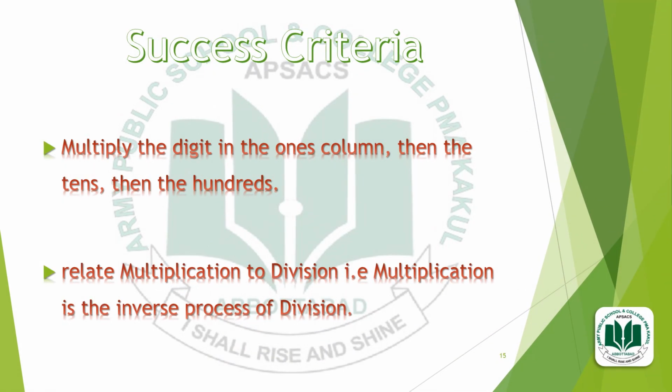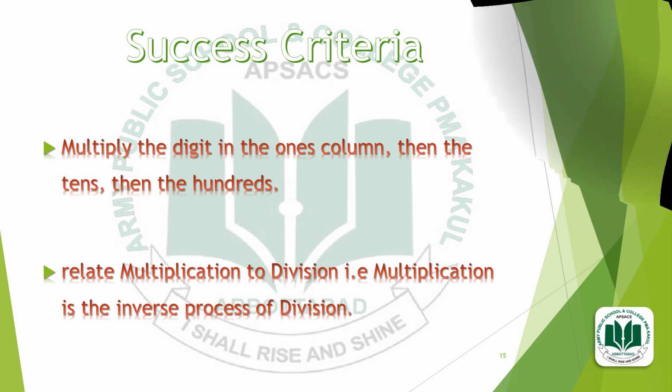Dear students, I am sharing the success criteria now. Multiply the digit in the ones column, then the tens, then the hundreds, and relate multiplication to division, as you all know that multiplication is the inverse process of division.